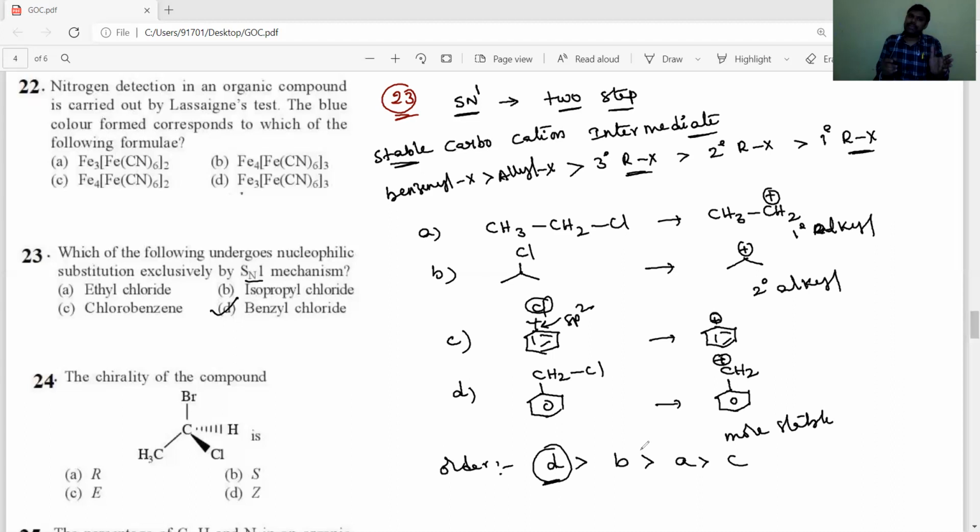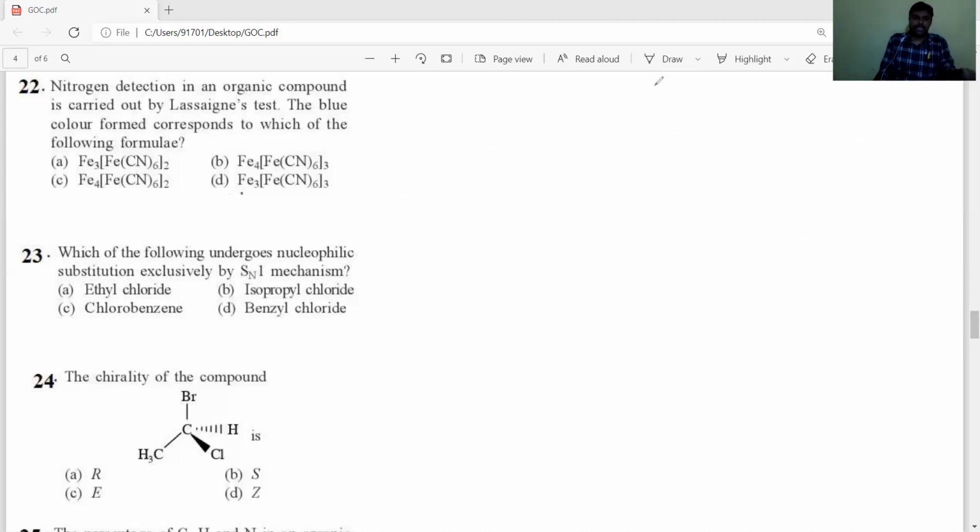Sometimes they will give four options and we have to arrange the correct increasing or decreasing SN1 reaction order, or SN2 reaction order in reverse. Okay students. Next, the 24th question. Let's see, dear students. This is the R and S nomenclature.